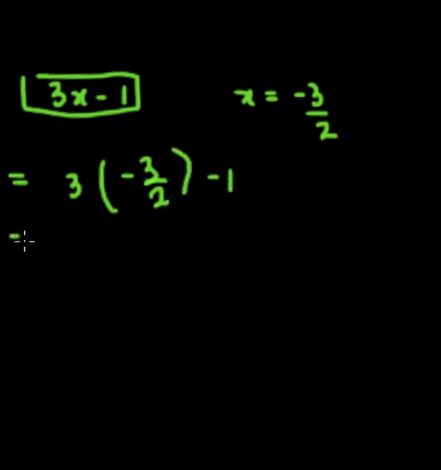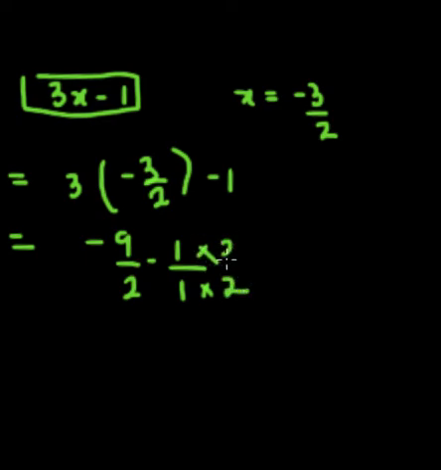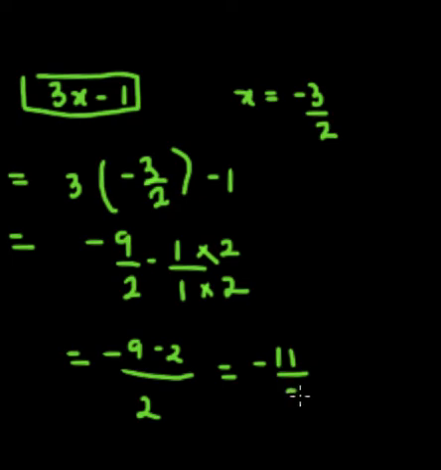minus 1. That will give you negative 9 over 2 minus 1, and then you make the denominator. You need to make both terms like fractions to further simplify it, and that will give you negative 9 minus 2 over 2, which gives you negative 11 over 2. So this is how you evaluate polynomials.